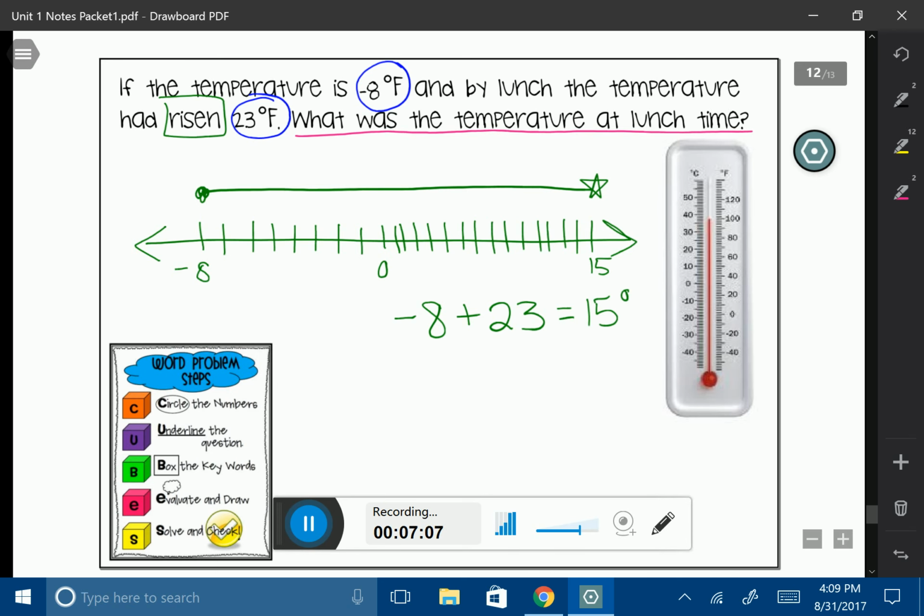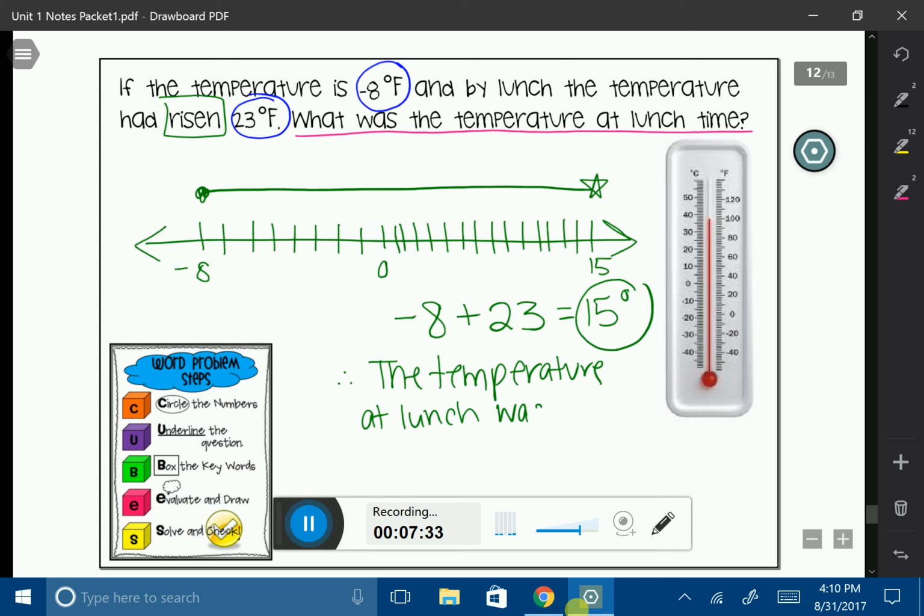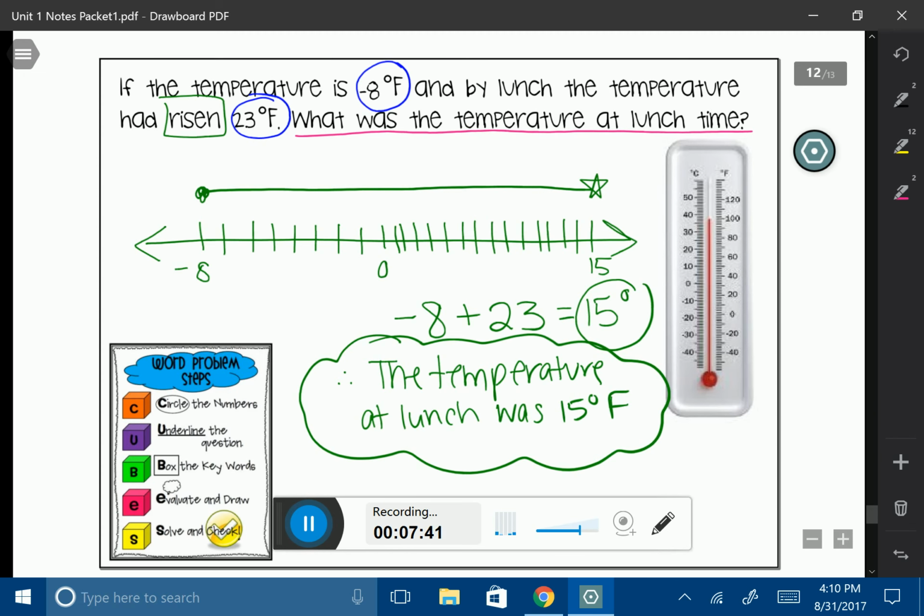So the question is, what was the temperature at lunchtime? Well, after I drew a picture and evaluated, let's go ahead and solve it. Well, 15 degrees. So my therefore statement is going to be the temperature at lunch was 15 degrees Fahrenheit. Okay, let's look at another one.